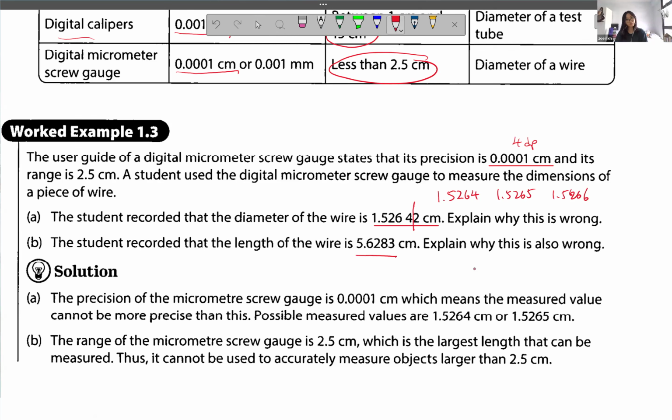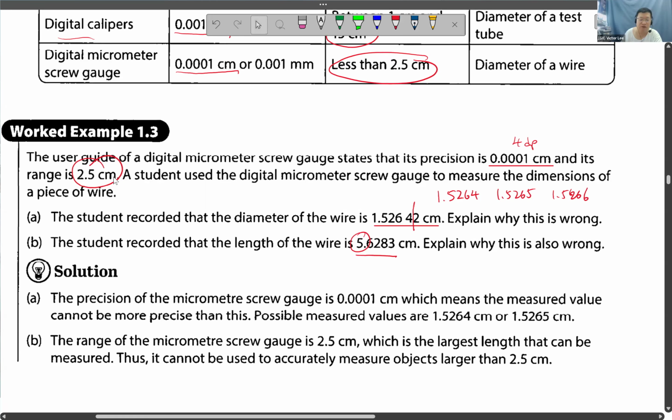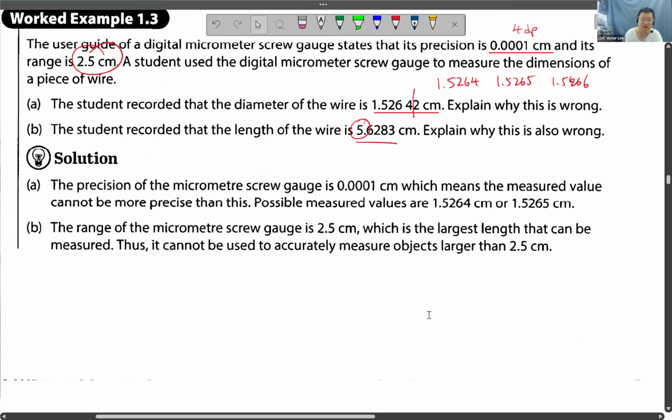Yeah. The size, the dimension, the maximum is how much? 2.5, so it's not possible, because it's larger than the width of the gauge. You cannot measure more than 2.5. Maximum 2.5000. Is it okay? Yeah. Okay, so it's too long, cannot. So this is something that you need to take note.